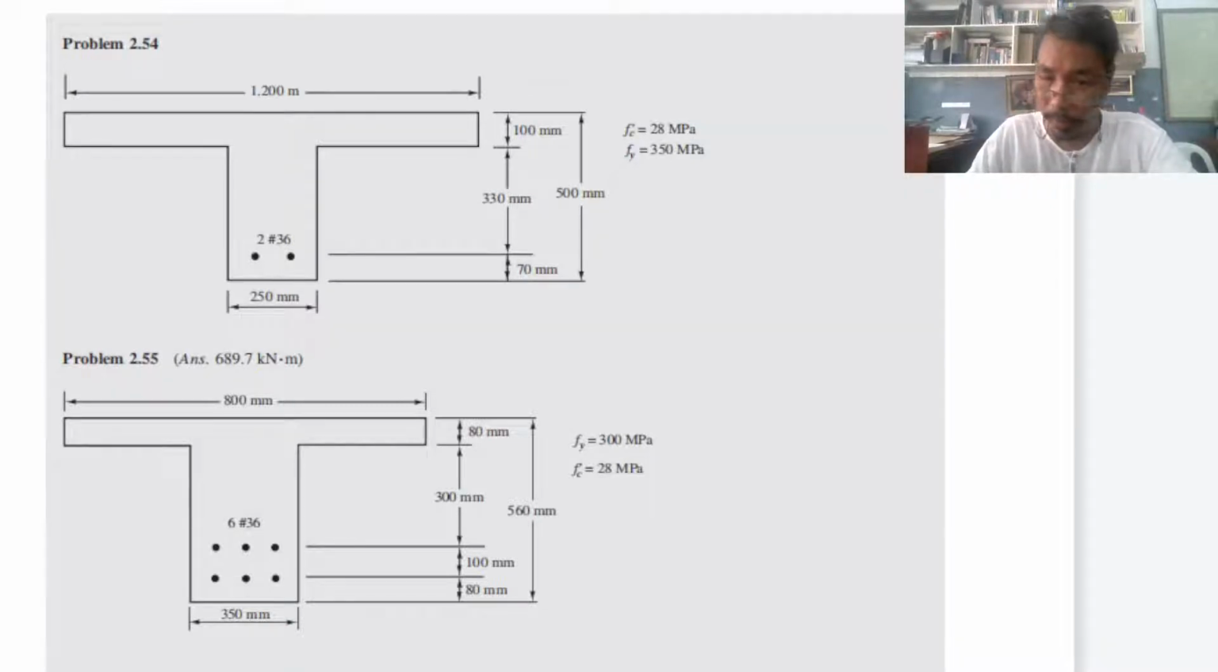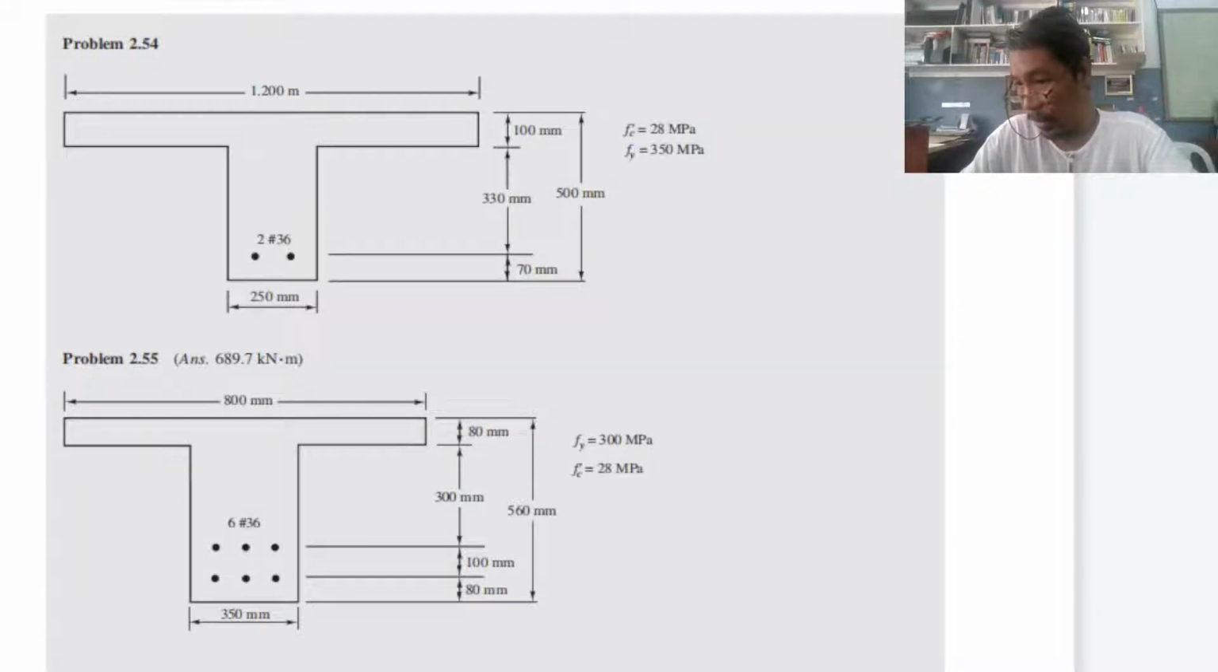The given reinforcement is 36, so that is exactly equal to 35.8. Area is 1006 times 2. There are only 2 reinforcement, so therefore we have 2012. So we can solve for the compressive strength from this. We assume that A is right on the flange. It does not exceed the value of the flange.